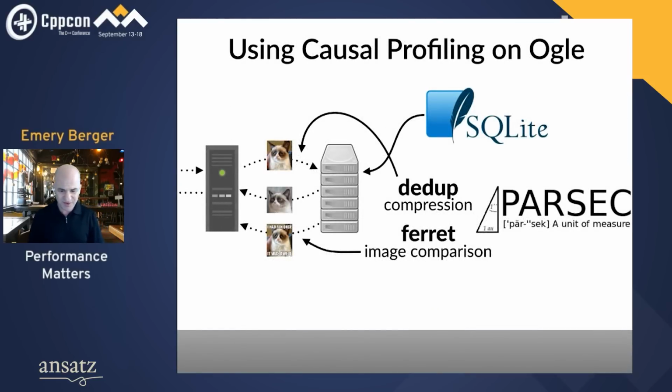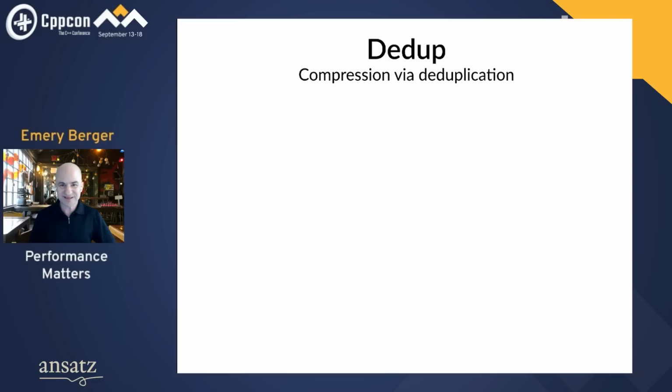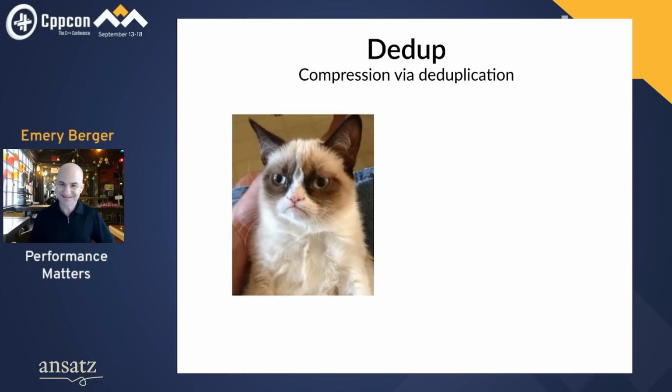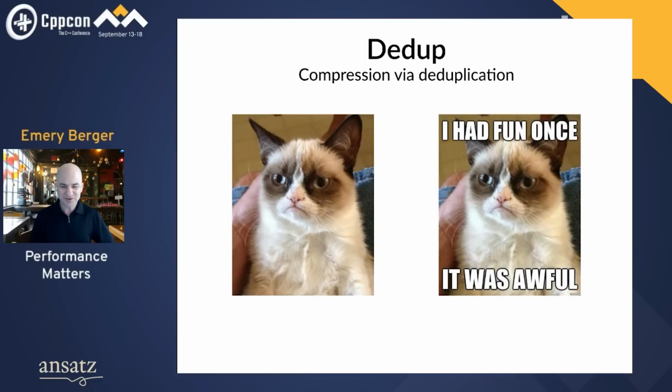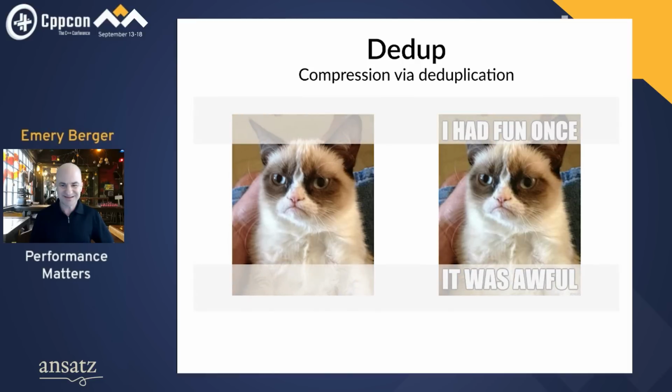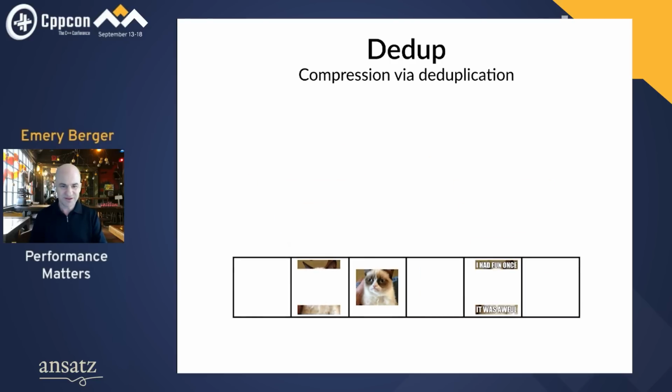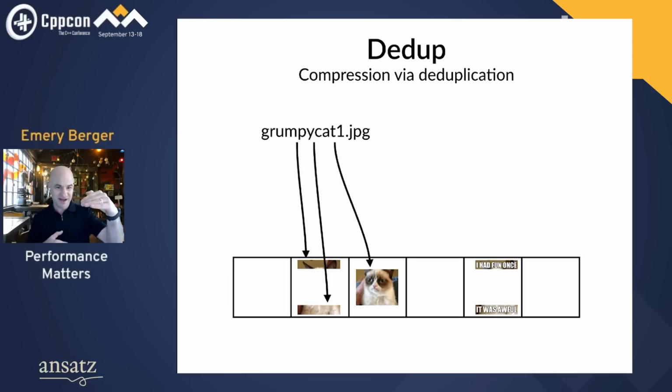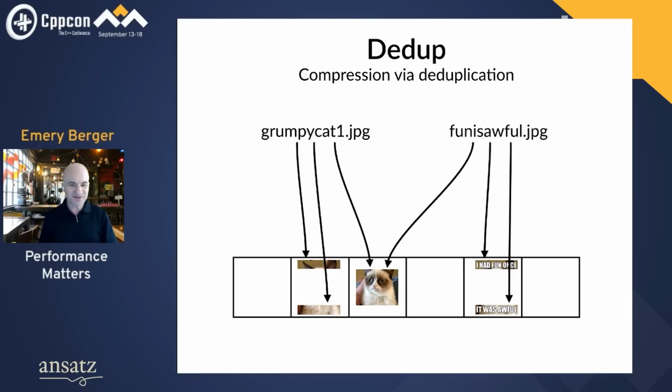So we did this with other applications like dedup. The way dedup works, it's compression via deduplication, like its name suggests. If you have your image here and somebody else has already saved this meme, you can see that there's a pretty common chunk. Rather than representing every image as an individual item, you represent it as multiple items. So Grumpy Cat 1 is now three pieces, the top, the bottom, and the middle. And funisawful.jpg is now three pieces, and one of them is the same big giant chunk in the middle.